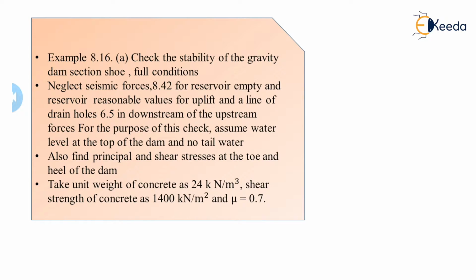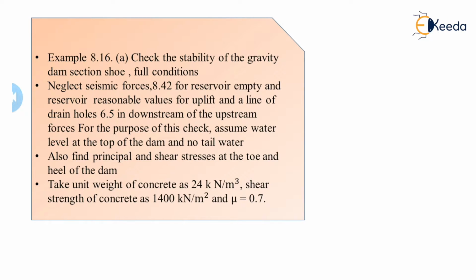Take the unit weight of concrete as 24 kilonewton per meter cube. The shear strength of concrete is taken as 1400 kilonewton per meter square, and the mu value is 0.7. This is part A. Then they say to check the stability of the gravity dam based on two conditions: reservoir empty condition and reservoir full condition.